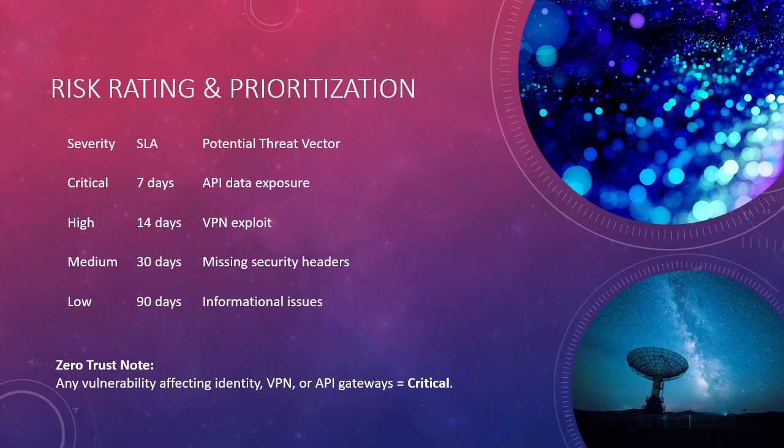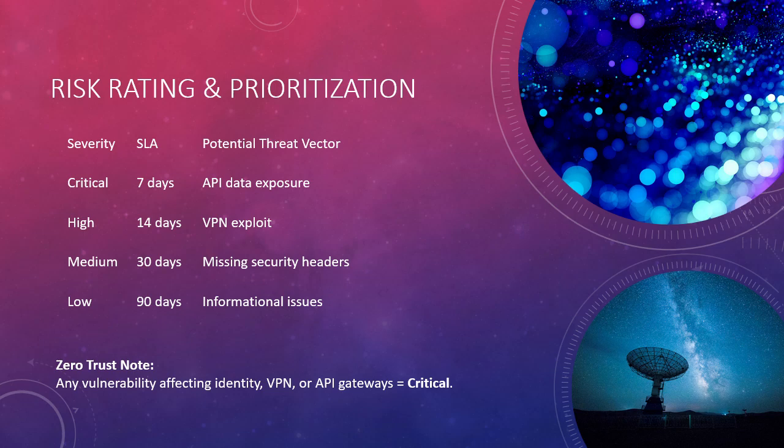Here is the risk rating with CVSS and business context. We use a hybrid model combining CVSS scoring with Campus Pay's business impact. A vulnerability that affects the identity, VPN, API, or MFA systems is automatically treated as critical because it compromises zero trust enforcement. This is one of the examples in the table right there. That's just potential threat actors.